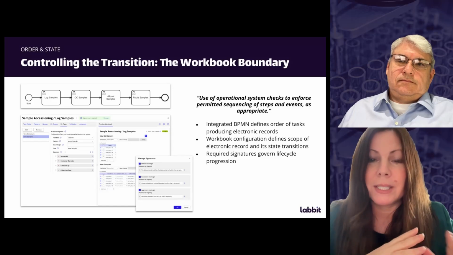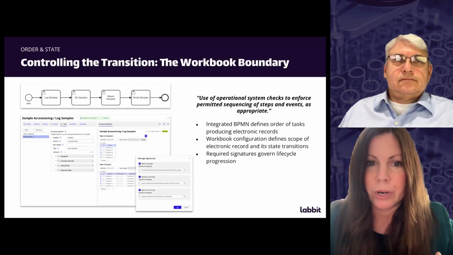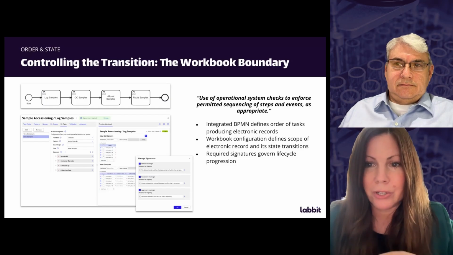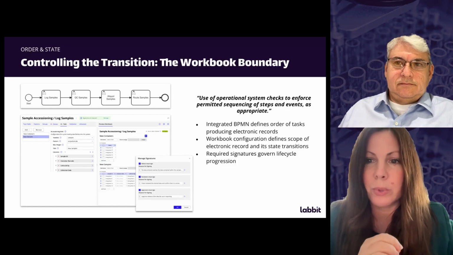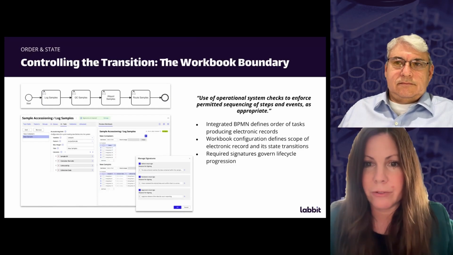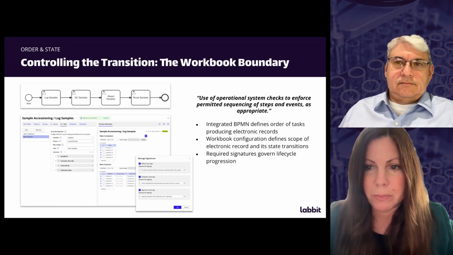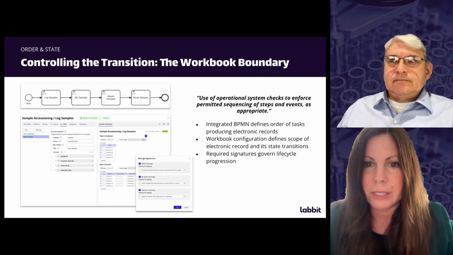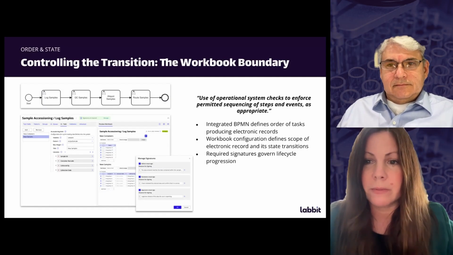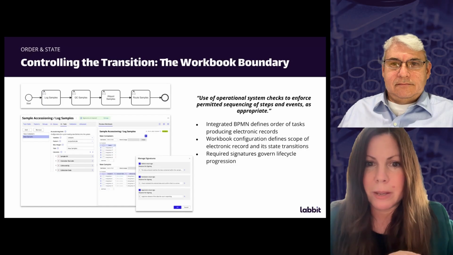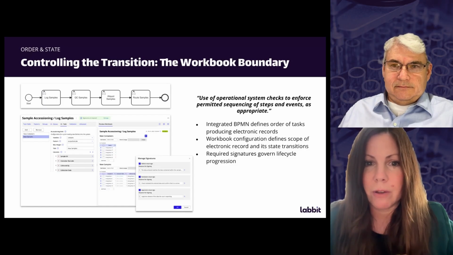So BPMN controls the sequencing of the tasks and the work, and thereby the workbook order. The workbook configuration controls those state transitions within the electronic workbook itself. From a compliance standpoint, this distinction is exactly what makes this record defensible. Part 11 requires system checks that enforce the permitted sequencing of steps and events. BPMN is the system-level control governing what can happen next. The workbook is the record-level control.